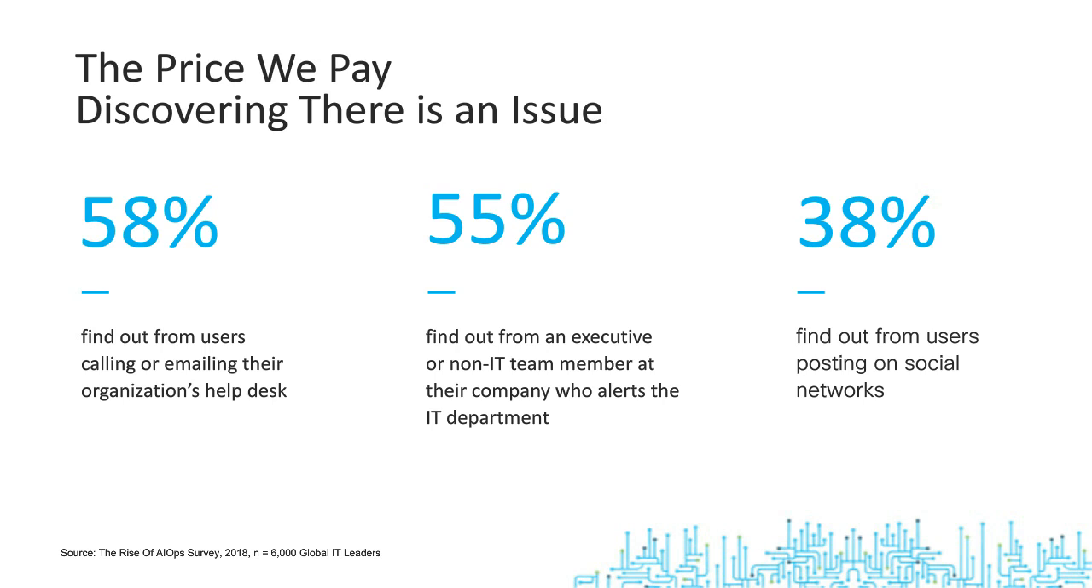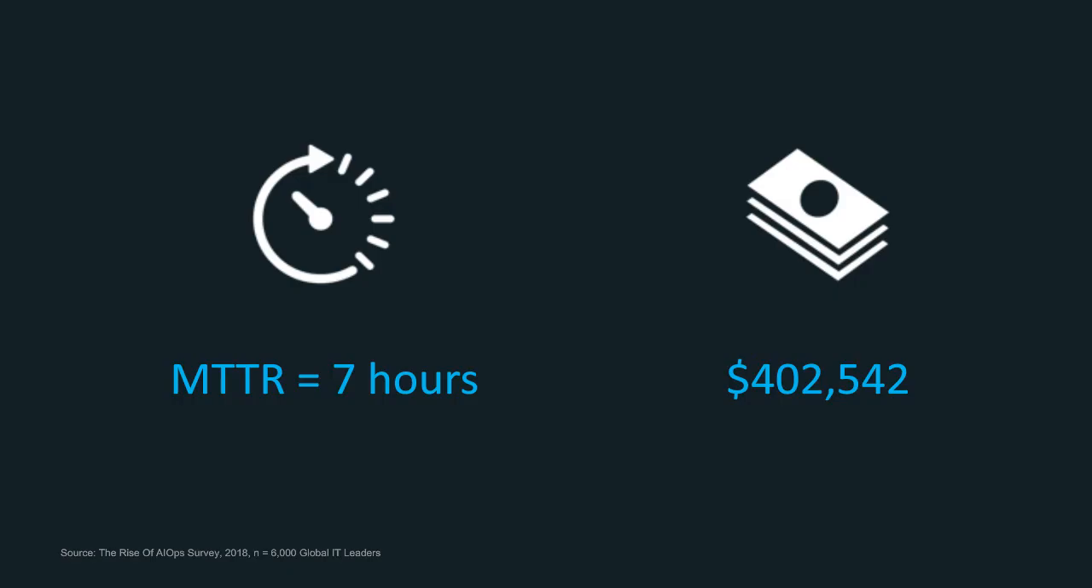MTTR for a severity 1 issue is around 7 hours. And this means that on average, the cost of such an issue on the business is over $400,000 for enterprises in the US. The simple fact is that for any business today, application performance equals business performance.